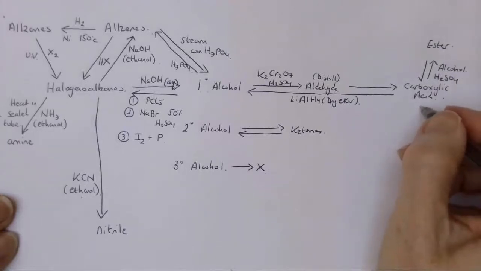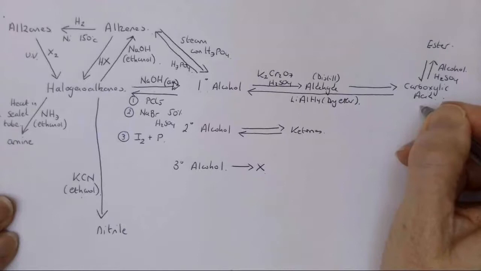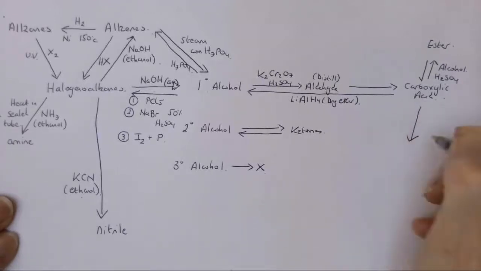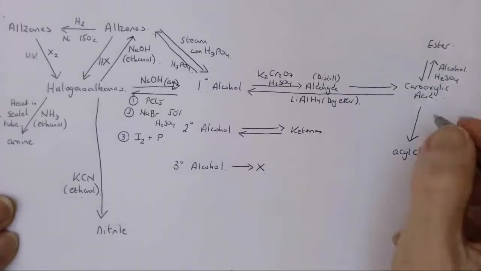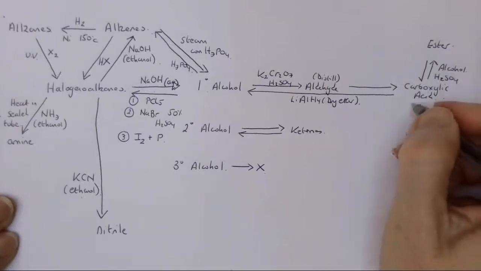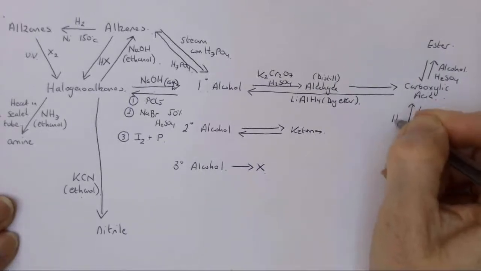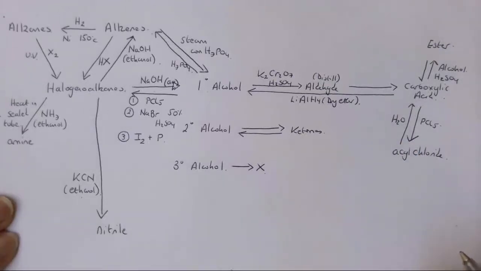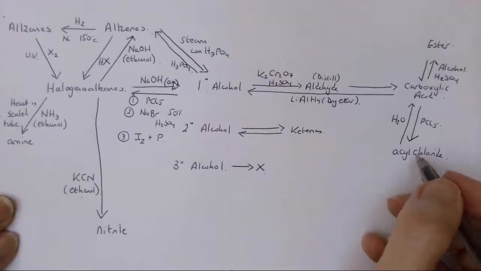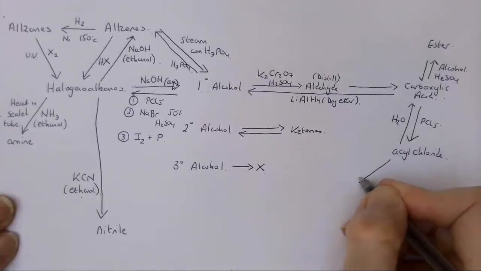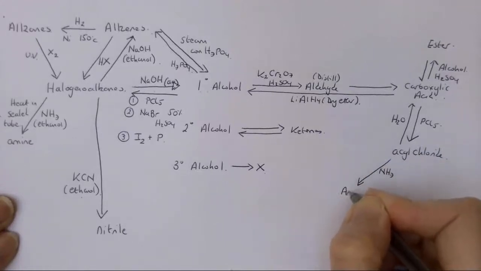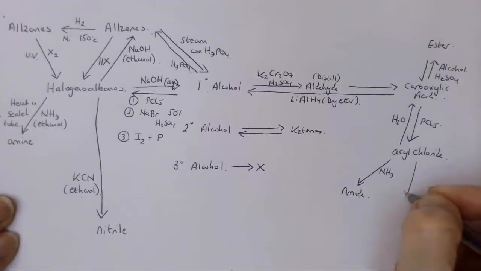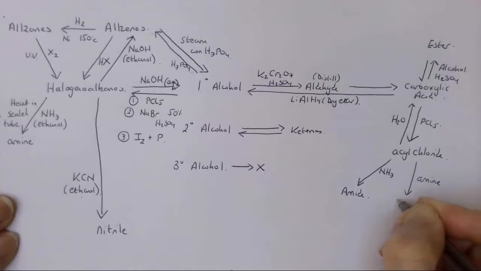Okay. The next thing I can do with the carboxylic acid is turn it into an acyl chloride. That's one of the new ones you've looked at, and that's with PCl5. If I want to take that reaction backwards, it's quite simple. I just add water to go backwards. This acyl chloride could also react if I add ammonia, NH3, I can get the amide, and if I add an amine, I get the N-substituted amide.